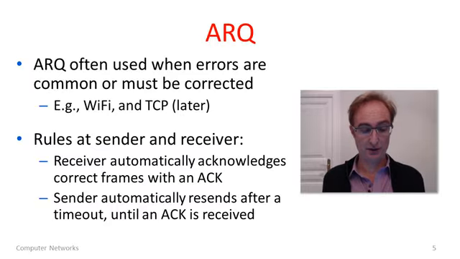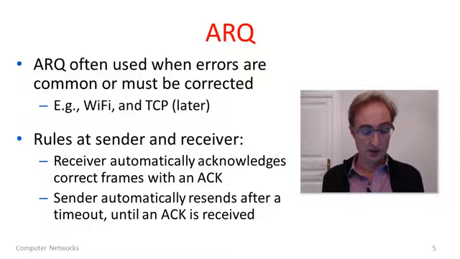Let's go on to ARQ. ARQ is used in Wi-Fi, and we'll also see it in TCP. It's used where errors are expected or they're common enough and they need to be corrected. In Wi-Fi, it's because it's wireless and there's a lot of loss, so packets might be lost. In TCP, it's because packets might be lost in the network due to congestion. We'll cover TCP later. Now we're really just talking about the link layer, but much the same mechanism is used.